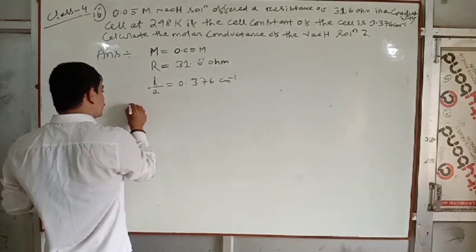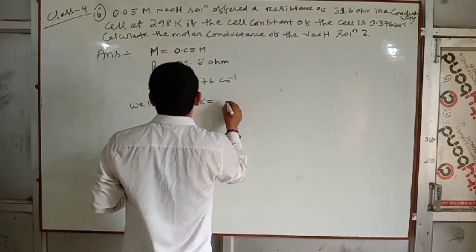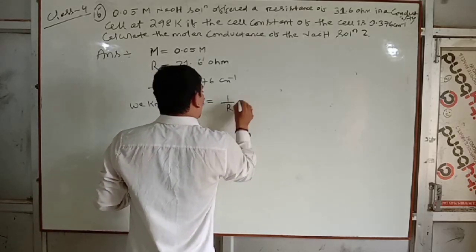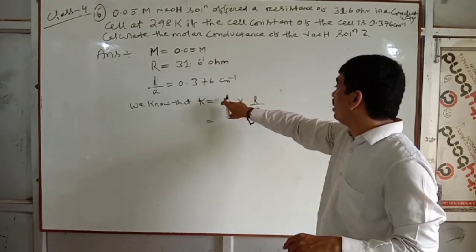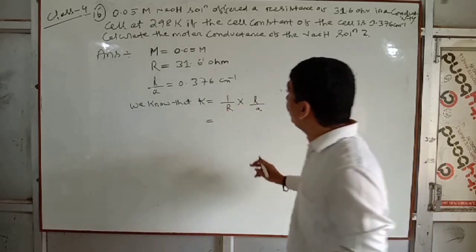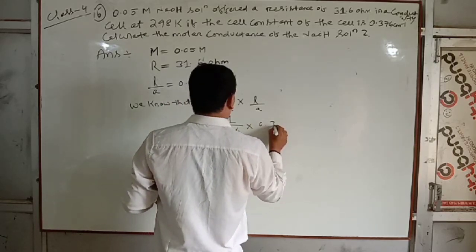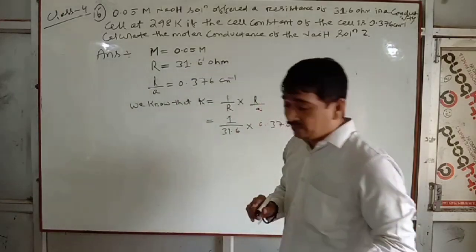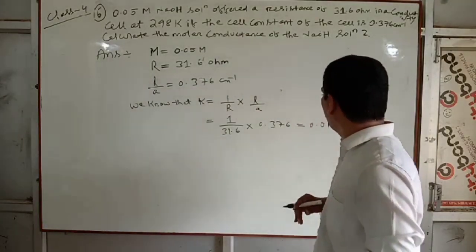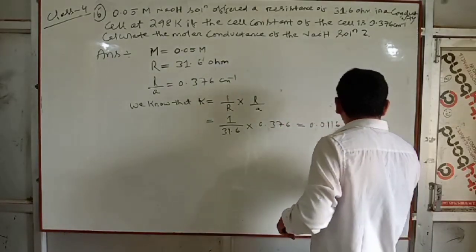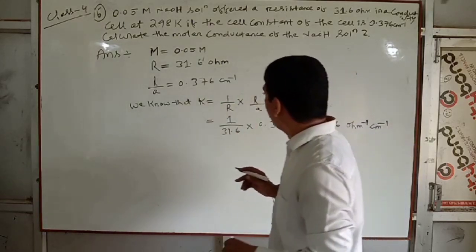Next, we know that kappa equal to 1 by R into L by A. Kappa is the specific conductance, equal to 1 by resistance into L by A. Putting the values, 1 by 31.6 into 0.376, this gives 0.0116 ohm inverse centimeter inverse. So kappa equal to 0.0116 ohm inverse centimeter inverse.